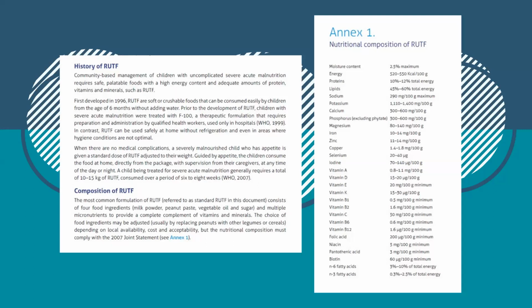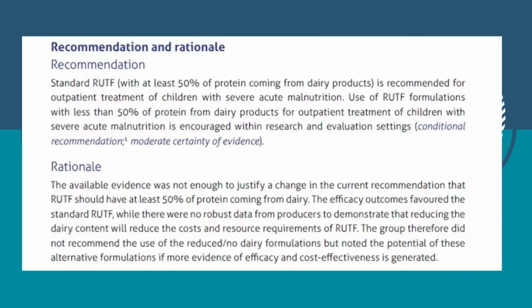The choice of food ingredients may be adjusted depending upon local availability, cost, and acceptability, but the nutritional composition must remain the same. The nutritional composition of RUTF includes energy 520 to 550 kilocalories per 100 grams and proteins 10% to 12% of this total energy and lipids 45% to 60% of this total energy. The standard RUTF with at least 50% of protein coming from dairy products is recommended for outpatient treatment of severe acute malnutrition. Use of RUTF formulations with less than 50% of protein from dairy products for outpatient treatment of children with severe acute malnutrition is encouraged within research and evaluation settings.